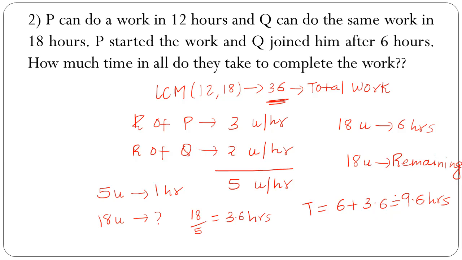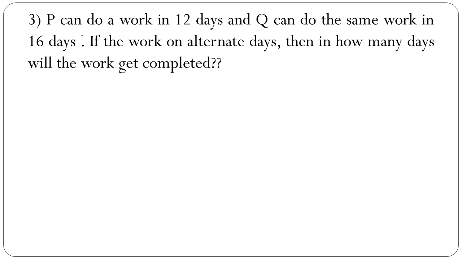So let's look at another example. Now let's look at this sum. P can do a work in 12 days and Q can do the same work in 16 days. If they work on alternate days, then in how many days will the work get completed?